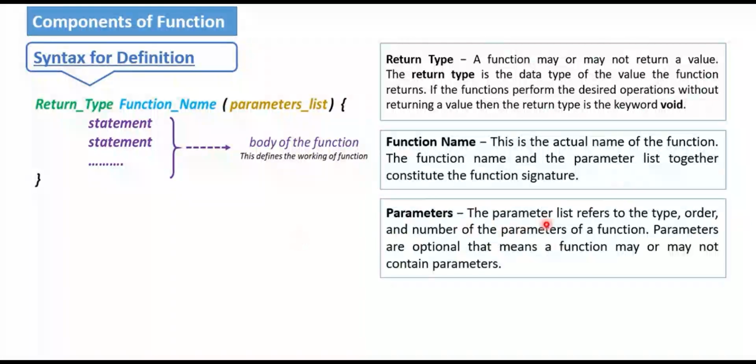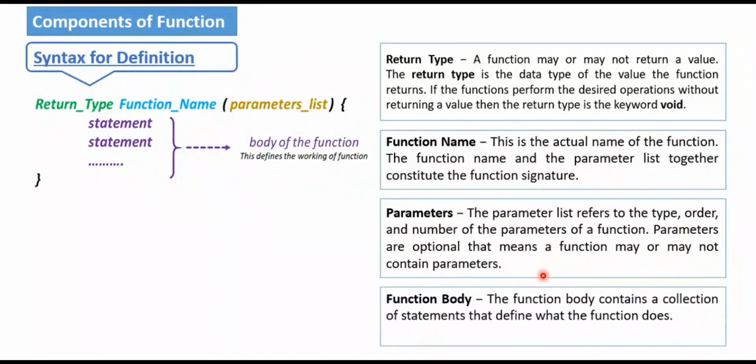Next are parameters. The parameter list refers to the type, order and number of parameters of a function. Parameters are optional. That means a function may or may not contain parameters, like in the previous example of the message function, where there were no parameters. At last, the function body. The function body contains a collection of statements that defines what the function does. That means the functionality of this particular function will be defined within the body of the function.